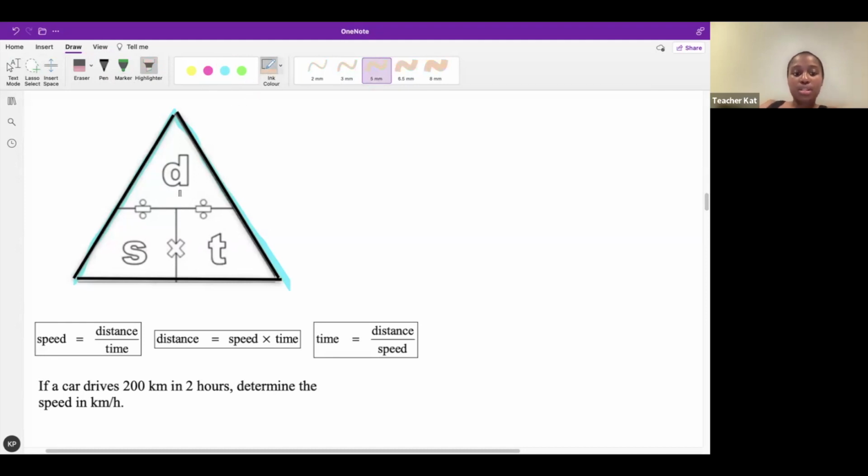Distance is always at the top, with speed and time below. To work out distance, that's the only time we multiply, because you can see they're next to each other. Speed will be distance divided by time. And finally, time will be distance divided by speed. So it's always distance divided by something. Don't ever catch yourself going speed divided by distance, because then it's incorrect.